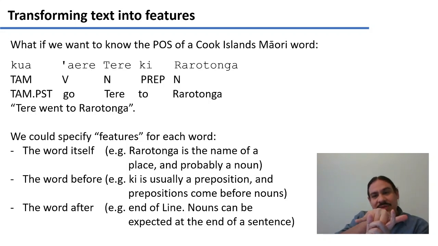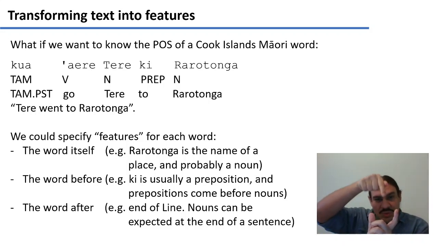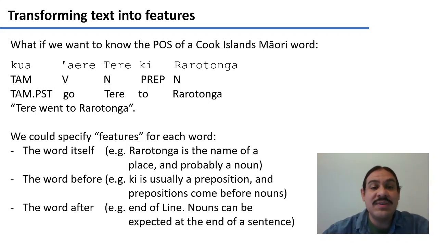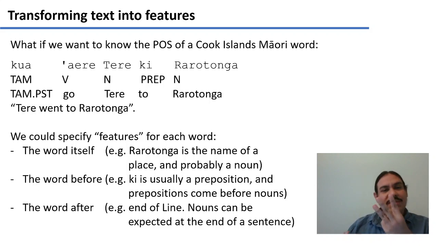And when we have the two context features working together, the computer is going to say, I see a preposition here and I see the end of the line here. So what comes in the center is usually a noun. And those are the kinds of patterns that it will learn to identify the words. So let's use three features: the word, the preceding word, and the following word.